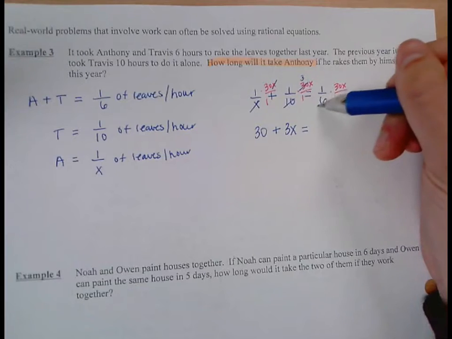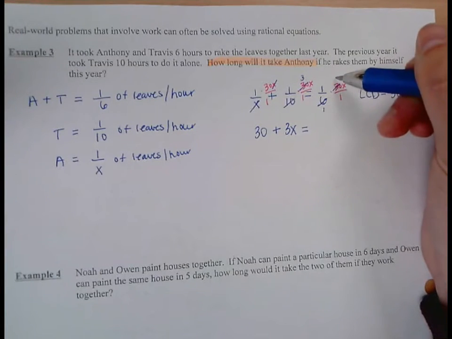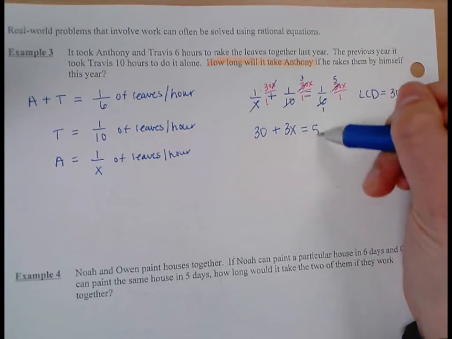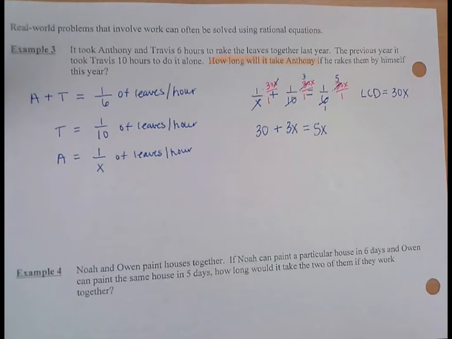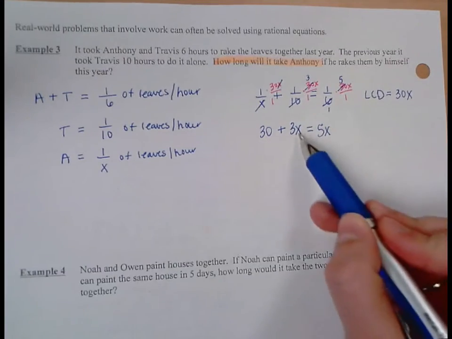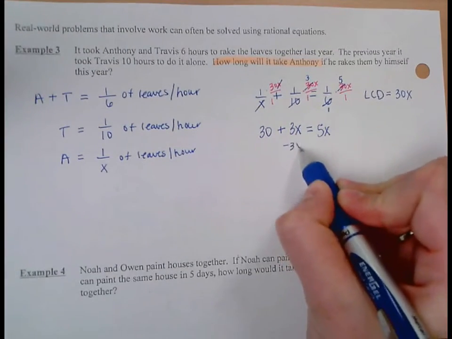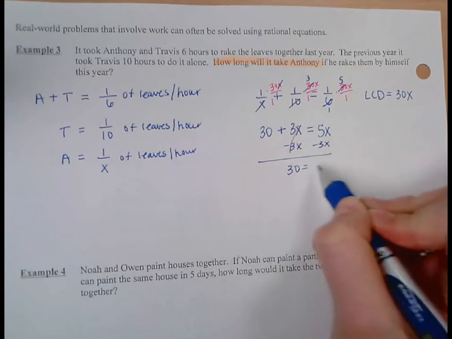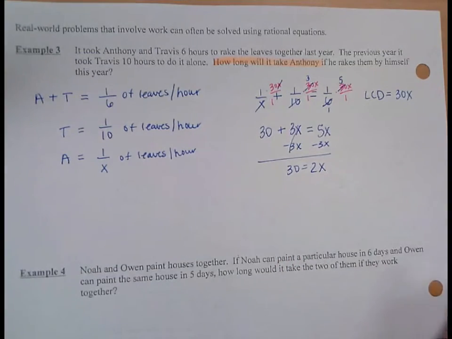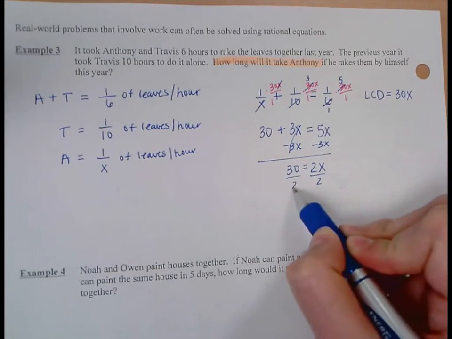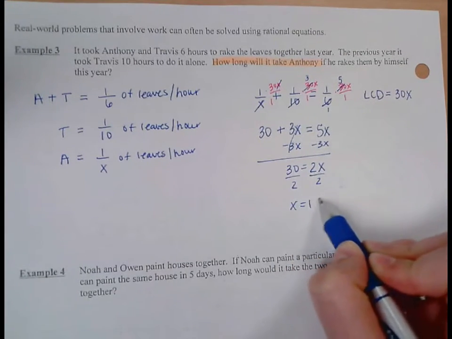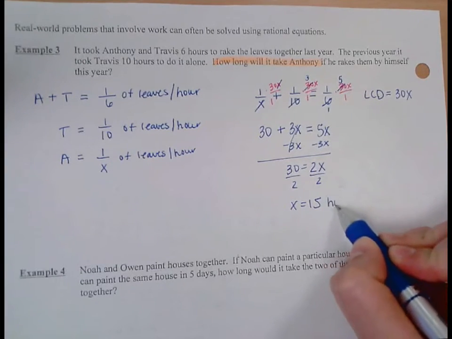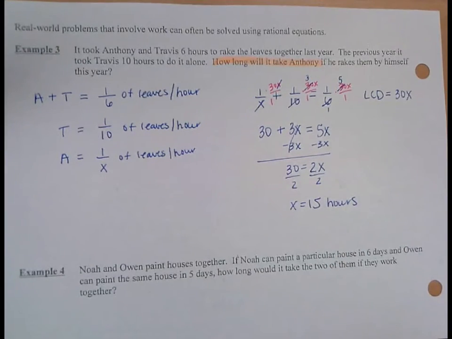I can cross simplify the 6 and the 30. The 6 becomes a 1, the 30 becomes a 5, so I'm left with 1 times 5x, so just 5x. Then I solve for x. I can subtract 3x from both sides, so 30 is equal to 2x, and divide by 2, meaning x is 15. So it would take Anthony 15 hours if he was raking the leaves by himself.